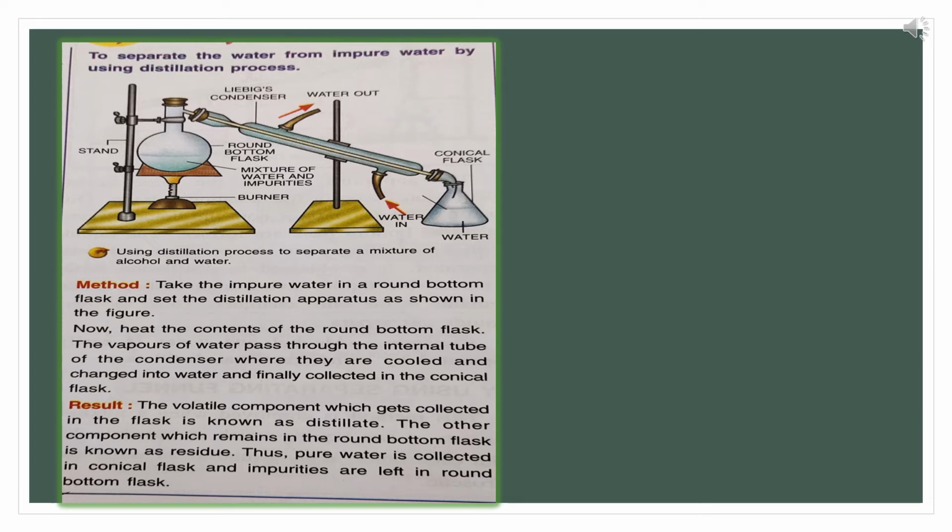So this water which is collected in the conical flask is known as the distillate, whereas the other component which remains in the round bottom flask is known as residue. So thus pure water is collected in the conical flask and impurities are left in the round bottom flask. This distillation process is also used for manufacturing distilled water, which is used in laboratories, in making of medicines, etc.